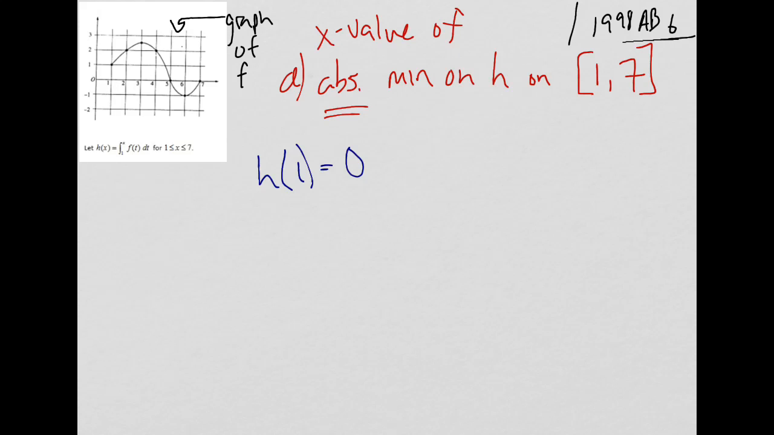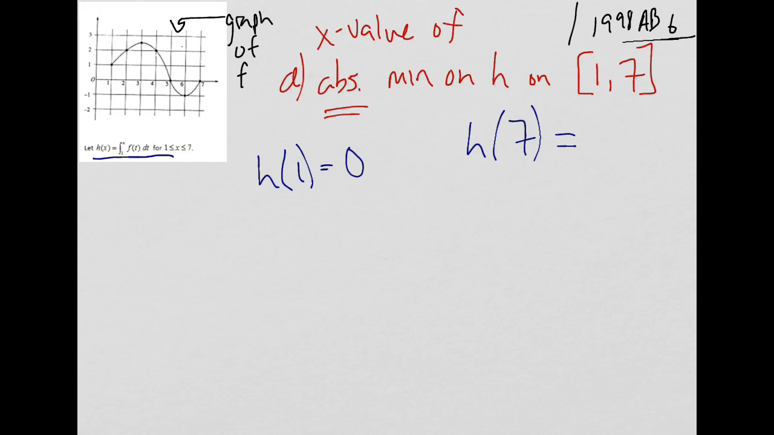So basically, I need to figure out h of 1 and h of 7. Whichever one of those is smaller is going to be the absolute min. So you could make this argument in multiple ways, but I'm going to make it in a, I don't know, more mathy way. So I want to know what is h of 7. So I know h of 1 is 0. So h, remember, is the integral of this graph up here.